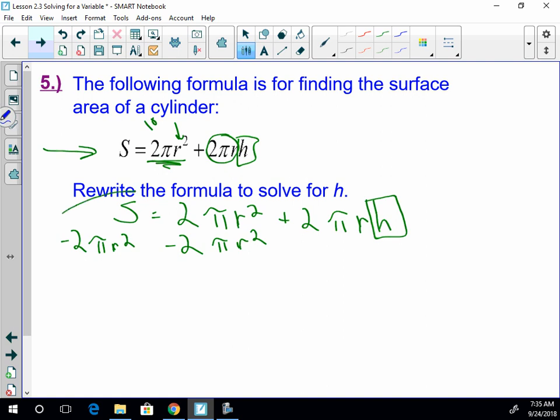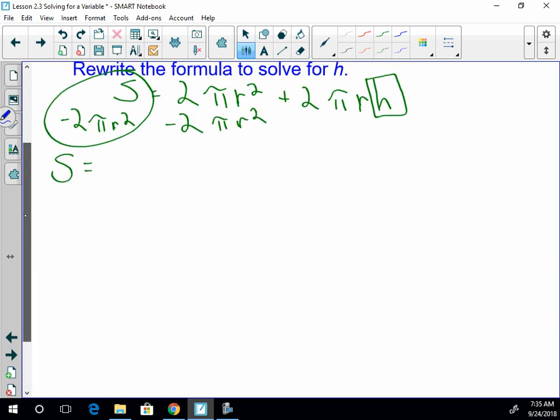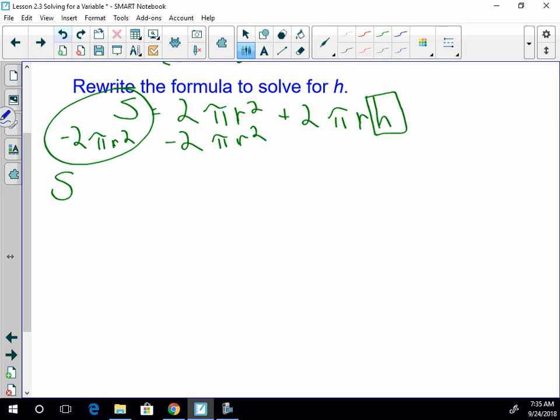And now this also feels a little uncomfortable. What did I originally have? I originally had s, not equals, but now minus the 2 pi r squared. That whole quantity is now gone from that original part, and now I have that being equal to the 2 pi r h. So now we're a lot closer to what we had before.